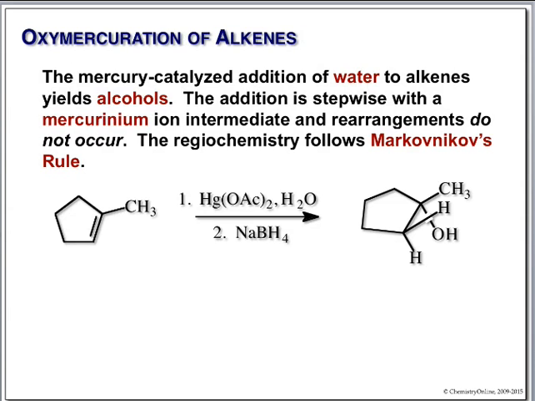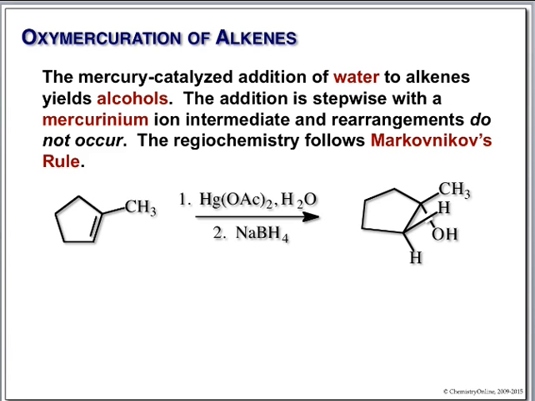If we took our methylcyclopentene and we wanted to make an alcohol and we didn't want to have to worry about rearrangements, what you would use is simply mercuric acetate in water. Now, nobody likes to use mercury and wash it down the drain, okay? That's forbidden these days. But this will work. It will give you Markovnikov regiochemistry without the danger of rearrangement.